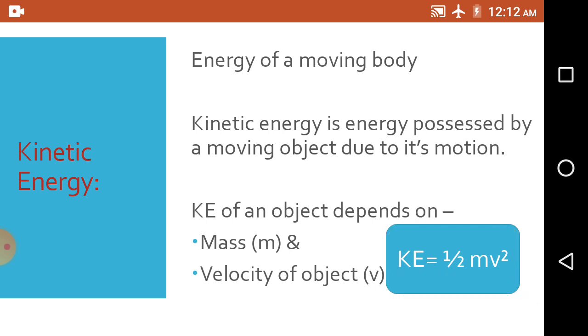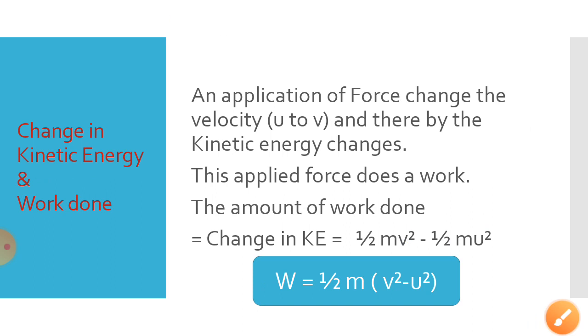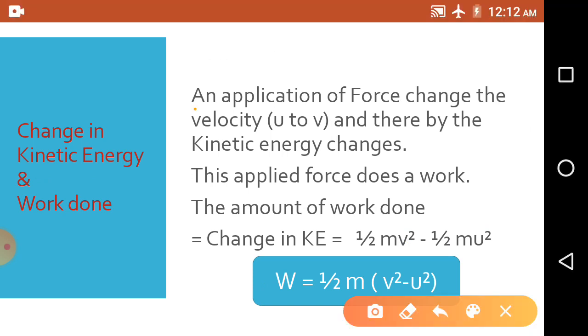Okay, now see the next page. Change in kinetic energy and work done. Suppose there is some application of force, and an application of force can change the velocity. Suppose the velocity is initially u, and now by the application of this force it is changed to v. That means the force applied causes the change in velocity, and because there is a change in velocity, the kinetic energy changes, because we know the formula half into m into v square.